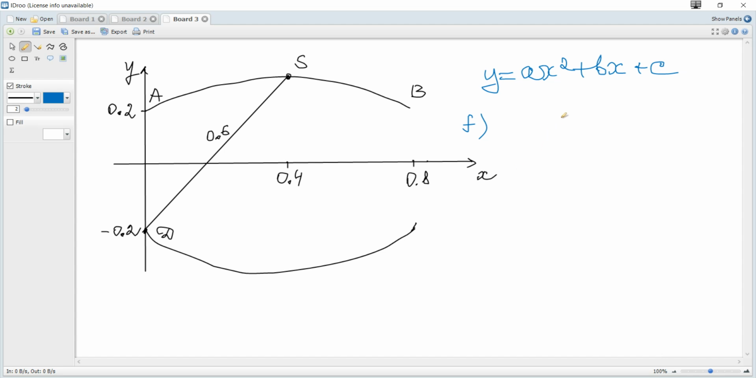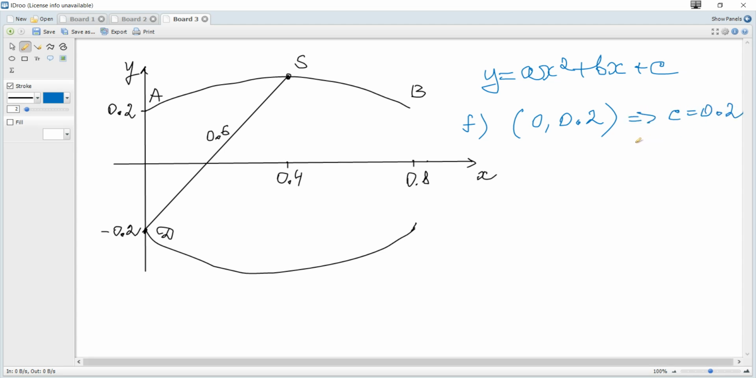So since we know that 0, 0.2 belongs to our curve, we can substitute 0 for x and 0.2 for y to get what? That y is equal to c, which is 0.2, so c is 0.2. So c is found. Then you may substitute coordinates for b, for x, for y, and get equation for a in terms of b or for b in terms of a, but I want to use coordinates of the vertex.